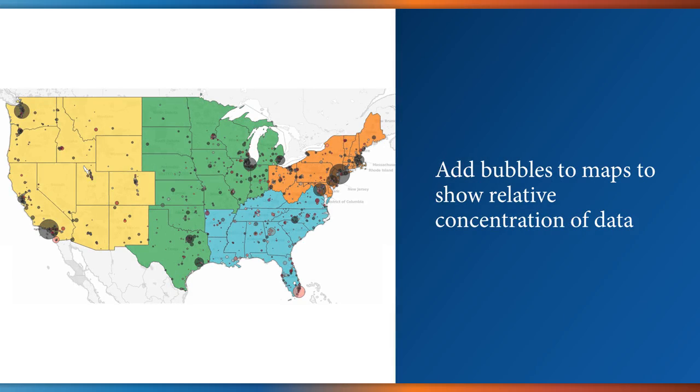Overlay bubbles on maps. Bubbles quickly inform a viewer about relative concentration of data. Using these as an overlay on a map puts geographically related data in context quickly and effectively for a viewer.